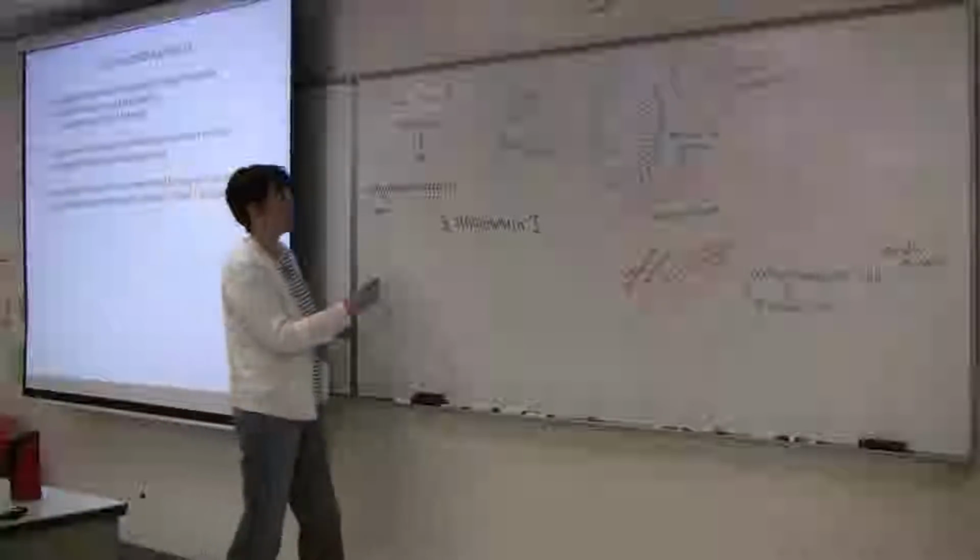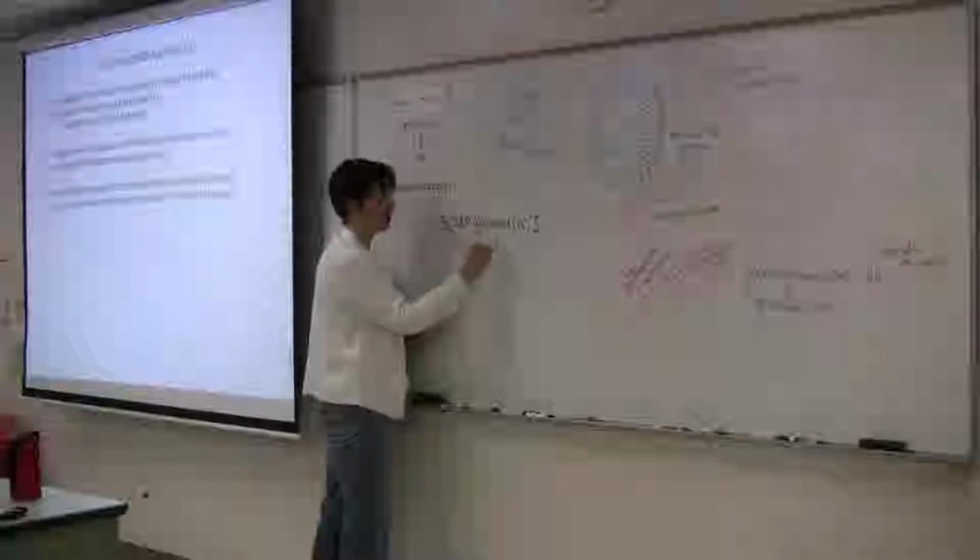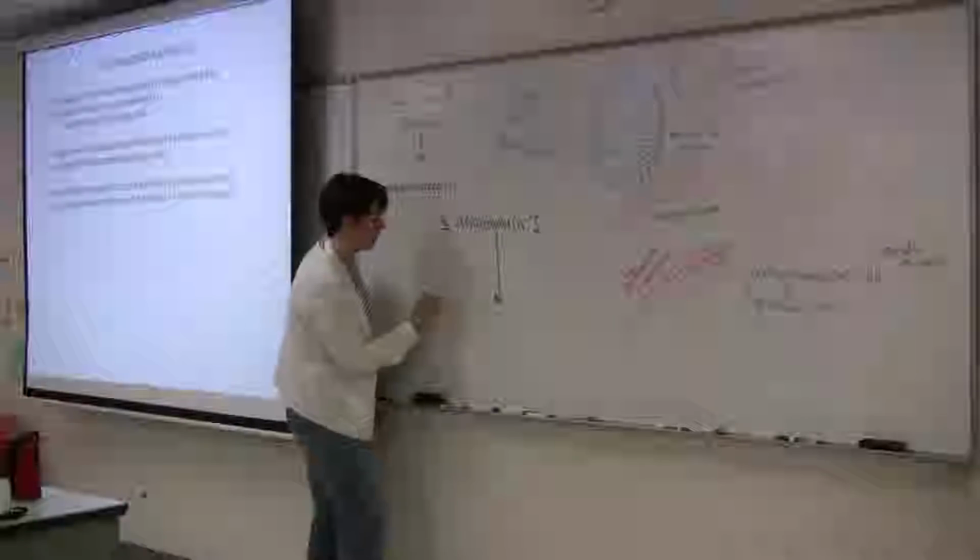There are a few other cells that might make angiotensinogen, but primarily it comes from the liver. Angiotensin 1 is an intermediate stage. Okay? It by itself has a slight function, but not much. And so it needs to be further converted to angiotensin 2.